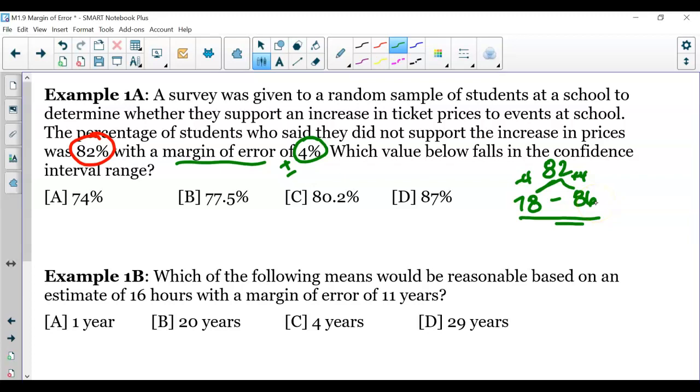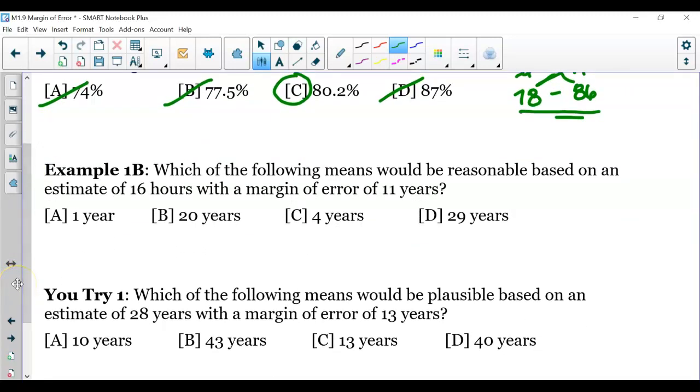So which of these values or these percentages could be a possible outcome or percentage because it falls in the confidence interval? Well, 74% is below. 77.5% is below. Now, 80.2% is between, and 87 is above. So 80.2% is a possible percentage of students that say that they do not support the increase.